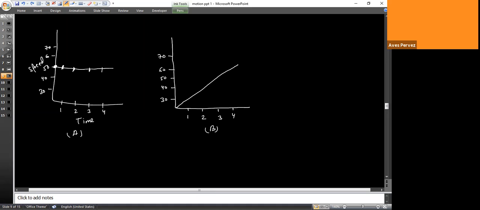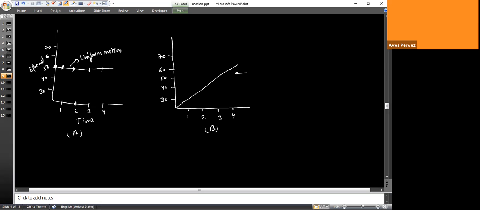But here the speed is fixed, 50 is fixed. Each time, if I ask what is the speed at 2 seconds, it is 50. What is the speed at 3 seconds? It is 50. What is the speed at 4 seconds? It is 50. So since the speed is constant, we will consider this as uniform motion. Now just come to graph P.